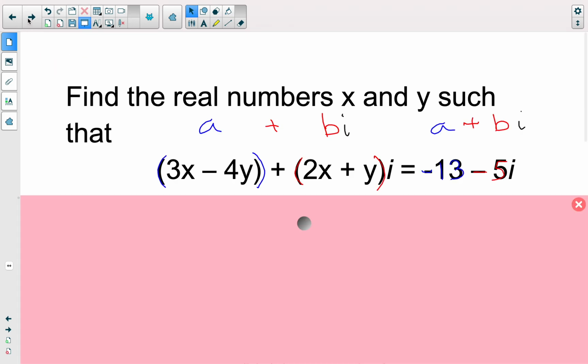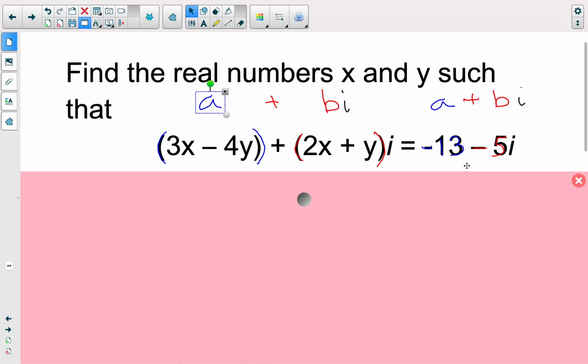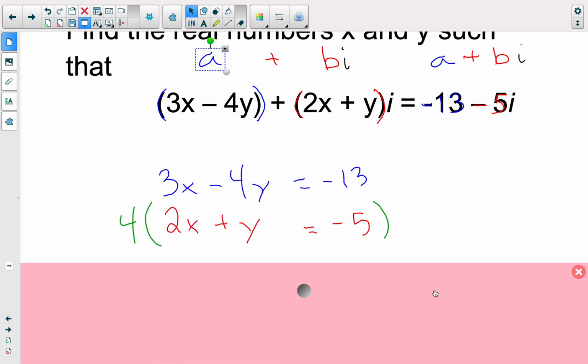And we're just going to set our system up, right? So seeing it from the perspective of a complex number, a plus bi, over here, same thing, a plus bi. So what we can do is we can say this portion right here is equivalent to negative 13, and this portion right here is equivalent to negative 5. Be careful with the red. We're just setting 2x plus y equivalent to negative 5. We're not including the i in this case. And then we're just going to start solving our system, right? So 3x minus 4y equals negative 13. 2x plus y equals negative 5. We're going to set the system up.